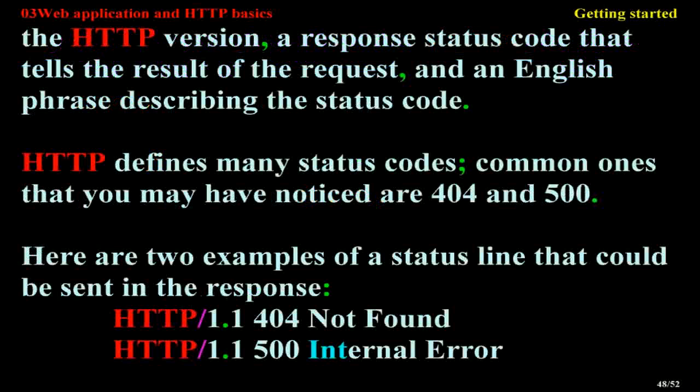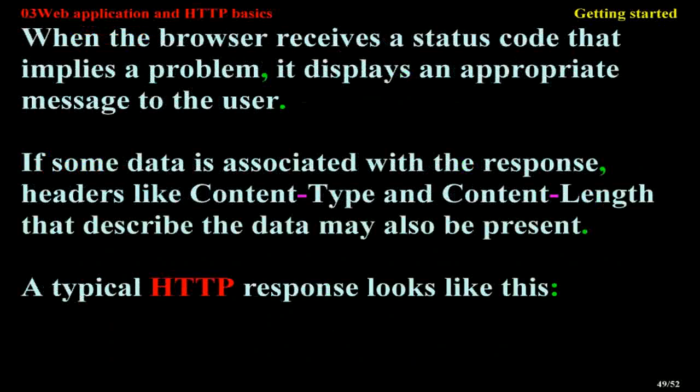Here are 2 examples of a status line that could be sent in the response: HTTP/1.1 404 Not Found, and HTTP/1.1 500 Internal Error. When the browser receives a status code that implies a problem, it displays an appropriate message to the user. If some data is associated with a response, headers like content type and content length that describe the data may also be present. A typical HTTP response looks like this.